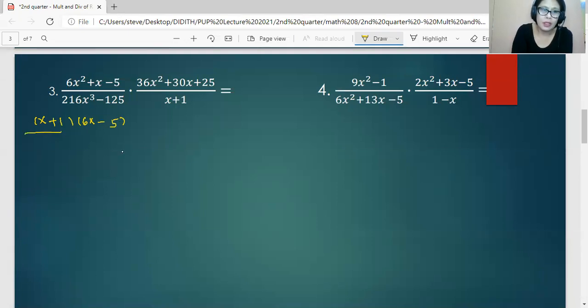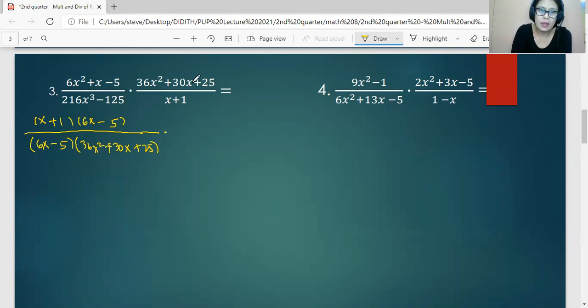Now, the first denominator is the difference of two cubes. So the first binomial factor for this is the cube root of both terms here. So cube root of 216x cubed is 6x, while cube root of 125 is 5. So this is minus 5. And the trinomial factor's first term will be the square of 6x here. So this is 36x squared. And then the middle term is the product of the two terms here times negative 1. So this is plus 30x. The last term is the square of negative 5.